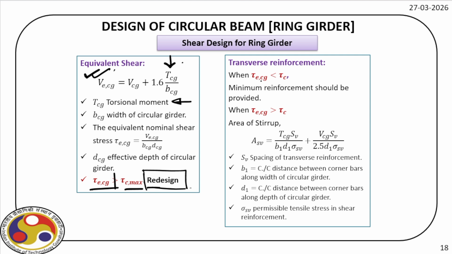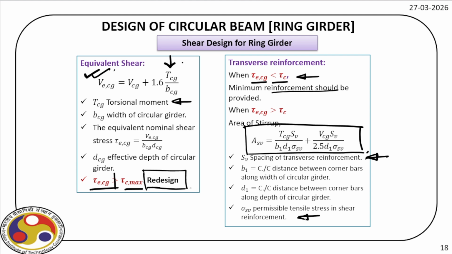Now for transverse reinforcement, this condition needs to be satisfied. If this is satisfied, then we provide minimum reinforcement. And if it is violated, obviously we have to provide the area of stirrup, which is expressed by this expression, where SB is the spacing of the transverse reinforcement that we have to evaluate, B1 is the distance between the corner bars along width of the circular girder, and D1 is the distance between the corner bars along the depth of the circular girder. Sigma SB is the permissible stress in shear reinforcement, right?